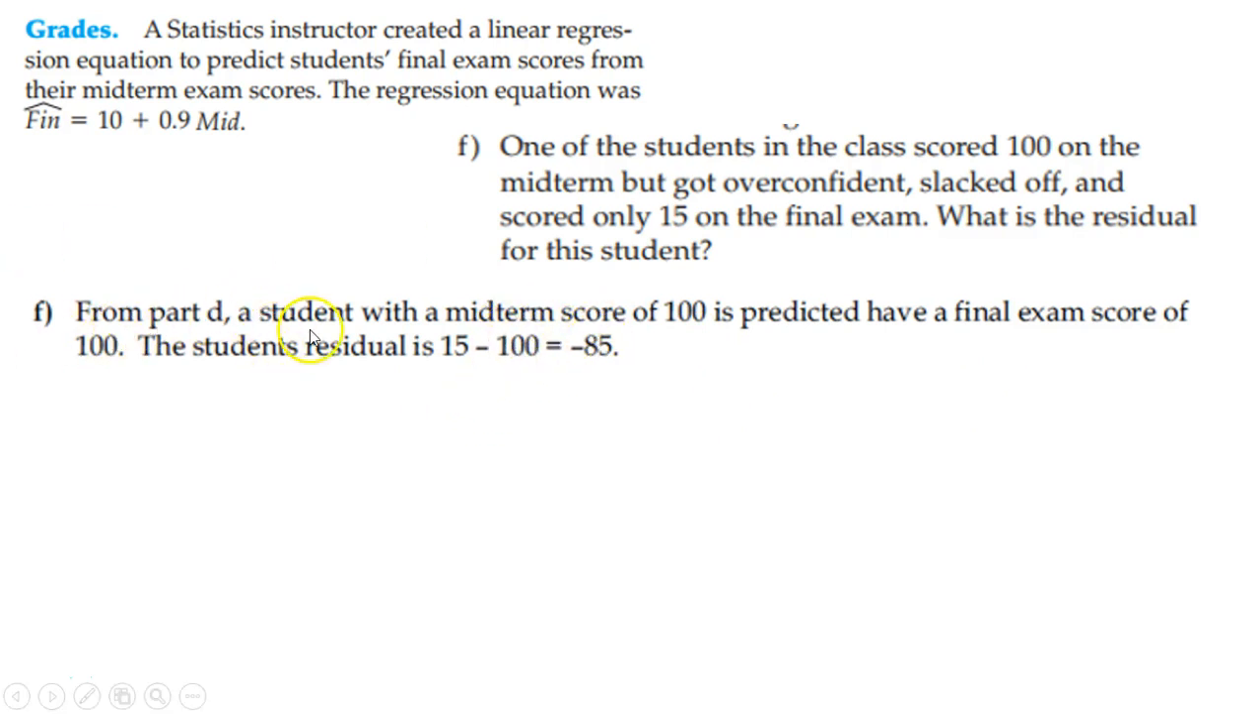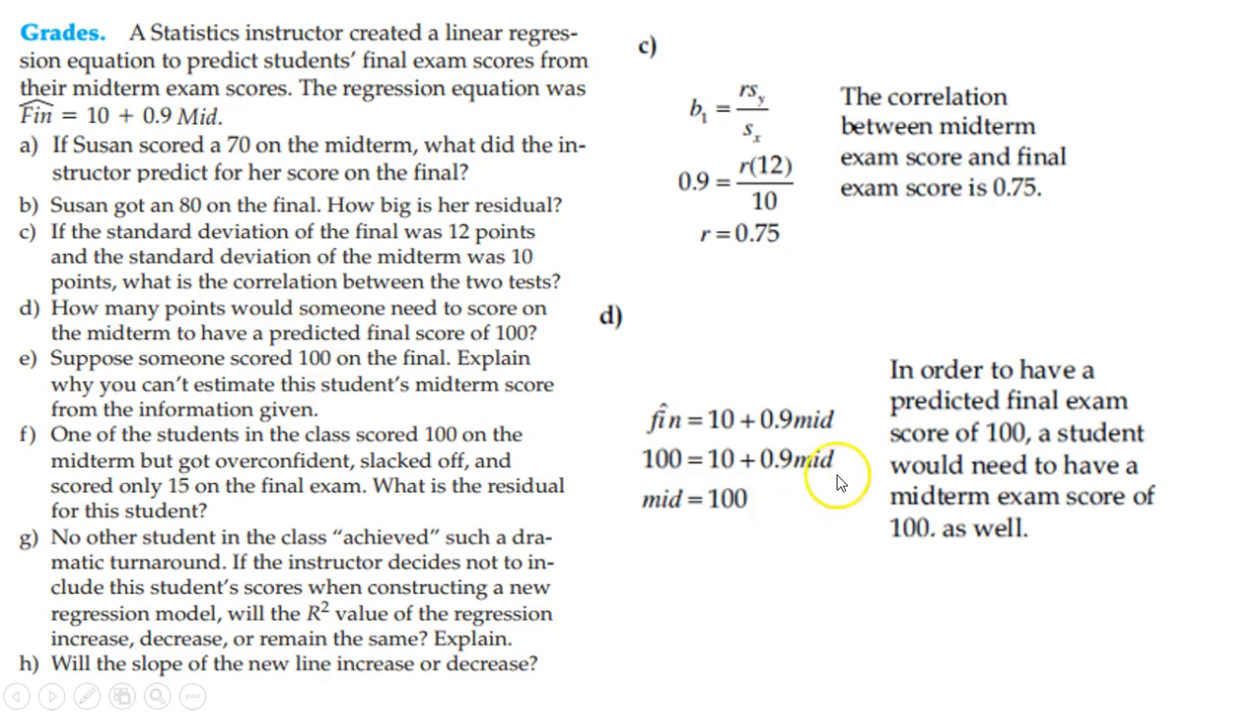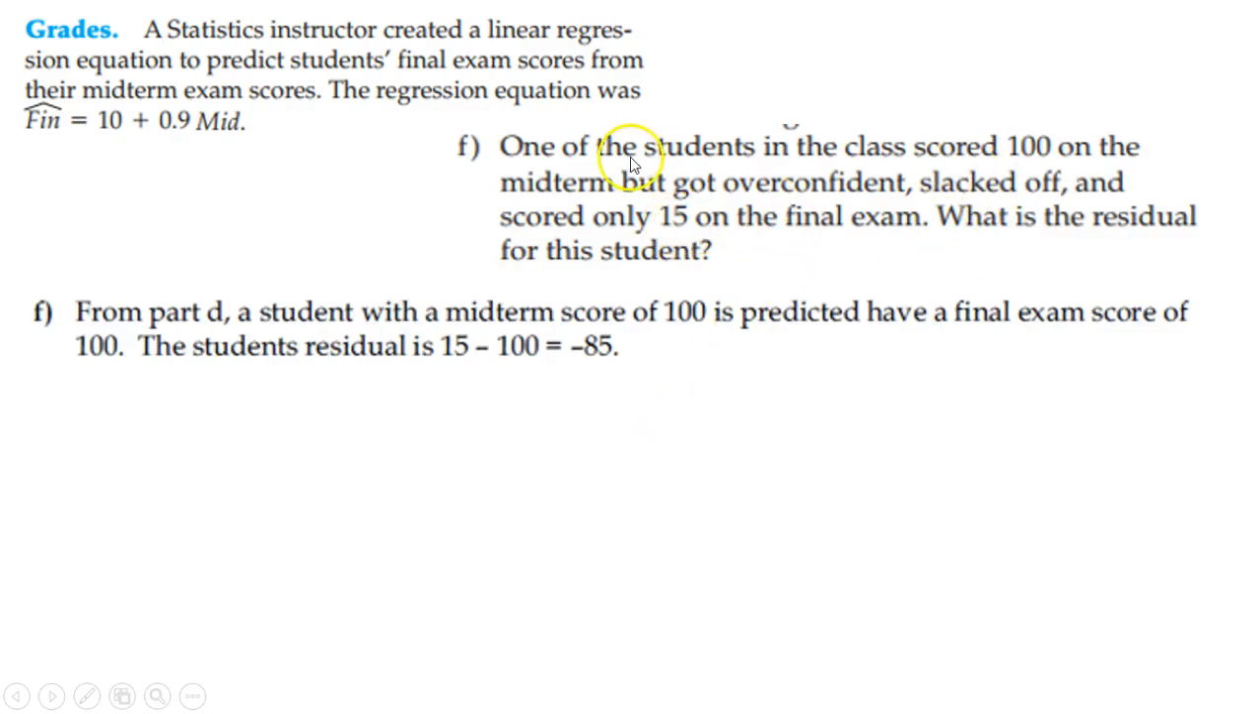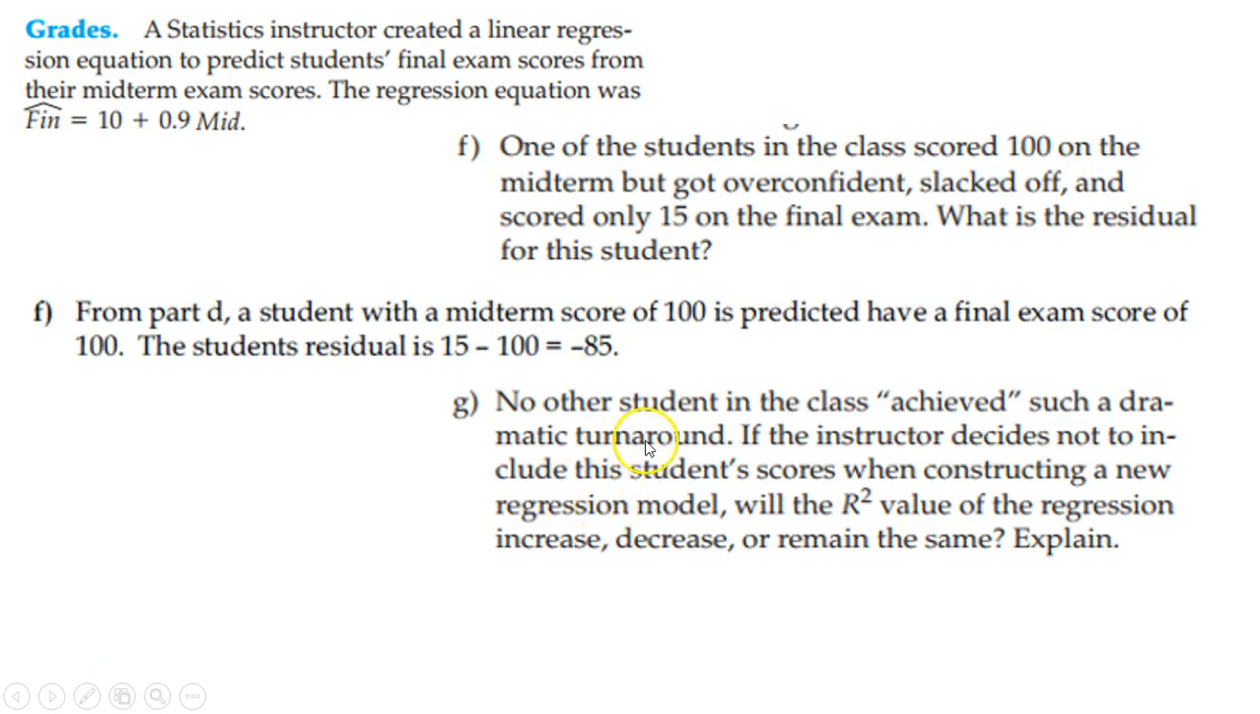So part D, remember when we were doing this right here, part D was saying, how many points would someone need to score on a midterm to have predicted, right, that. So that was your predicted score. That's why we plugged it in there. So this is saying one of the students in the class scored 100 on the midterm. Oh, sorry, right here. From part D, we said a student with a midterm score of 100 is predicted to have a final exam score of 100. That's what we said, right? So the student's residual, if they only scored a 15, they were below by 85. And no other student in class achieved such a dramatic turnaround.